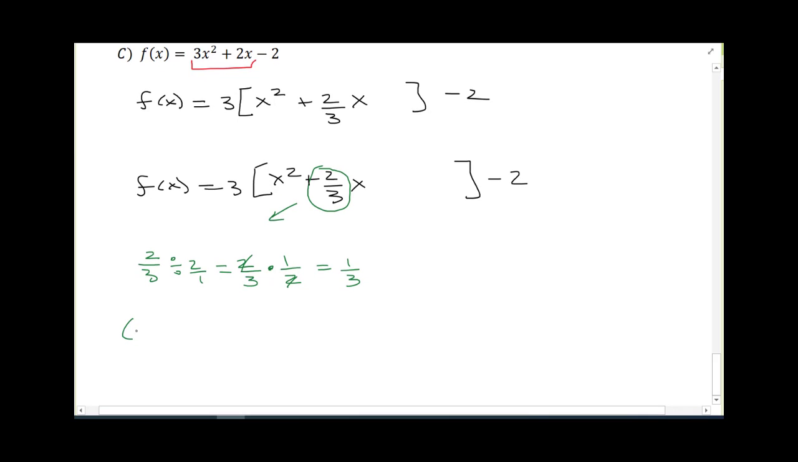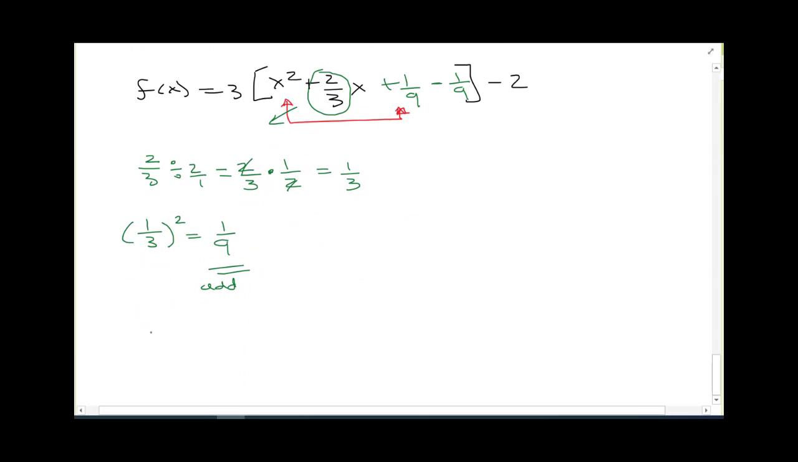And now I square that. So 1/3 squared is 1/9. So this is what we add to complete the square. So I'm going to add 1/9. But again, if I'm adding something, I've changed the value. So I need to subtract the same thing. 1/9 minus 1/9 is 0, so I haven't changed the numerical value of my function. But now, this allows me to have a trinomial that factors into a perfect square, hence the name completing the square.